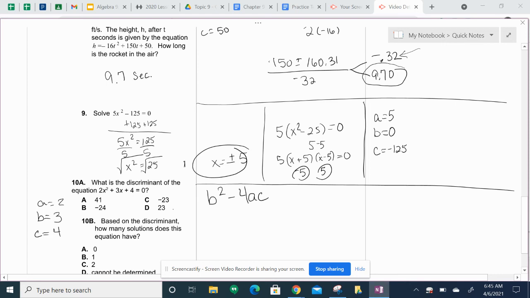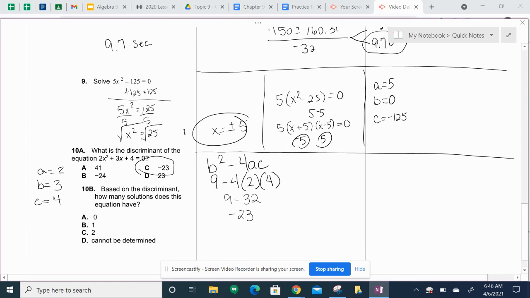So I'm plugging in b squared, so 3 squared, that would be 9, minus 4 times 2 times c, which is 4. And so 4 times 2 is 8. 8 times 4 is 32. And so I end up with 9 minus 32. Guys, you could do all of this in your calculator in one step if you wanted. 9 minus 32 is negative 23. So my discriminant value is negative 23.